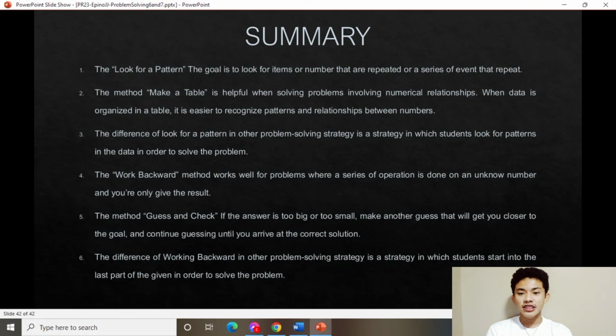Fifth, the guess and check method. If the answer is too big or too small, make another guess that will get closer to the goal and continue guessing until you arrive at the correct solution. Lastly, the difference of working backward from other problem-solving strategies is that students start from the last part of the given in order to solve the problem.